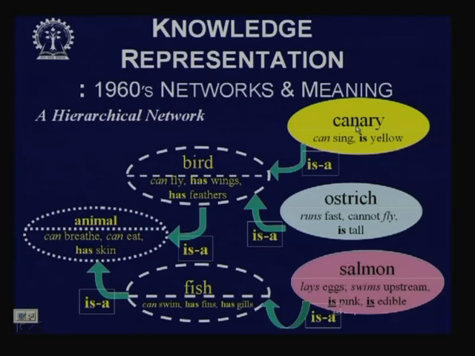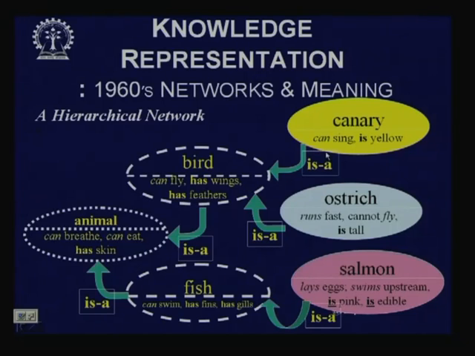Similarly, if I ask the question, can canary fly, or does canary have feathers? When I described canary, I have just specified some attributes that are special to the category canary. Can sing, and the color is yellow. But just looking at this, I cannot say whether canary has wings, yet I can say that canary has wings because I also know the interlink between the concept canary and the concept bird. The relationship between them is isa. So canary is a bird, and I know that bird has wings, therefore canary has wings.